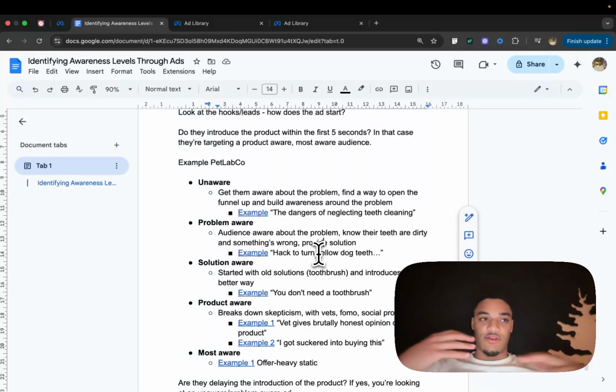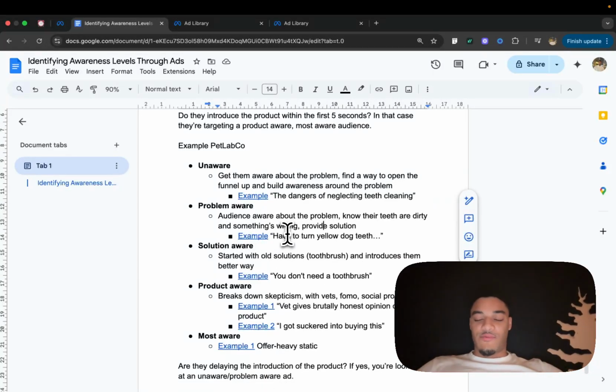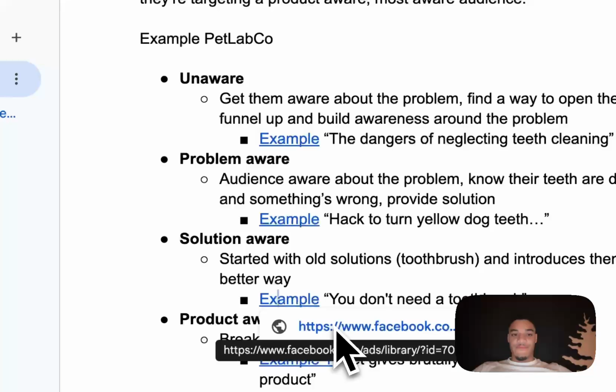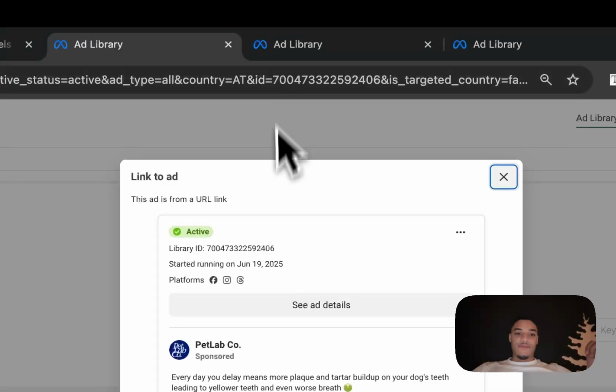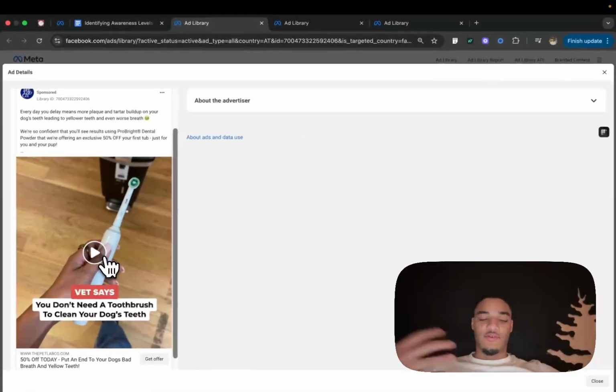At the unaware stage, there's more education needed, right? The ads are typically longer, like a longer type of VSL ad. Problem aware is usually where we leverage a bit more UGC, like problem-solution frameworks. Then for solution aware, and obviously in this case, problem aware and solution aware blend a little bit. So if you see this ad, I consider this more solution aware.